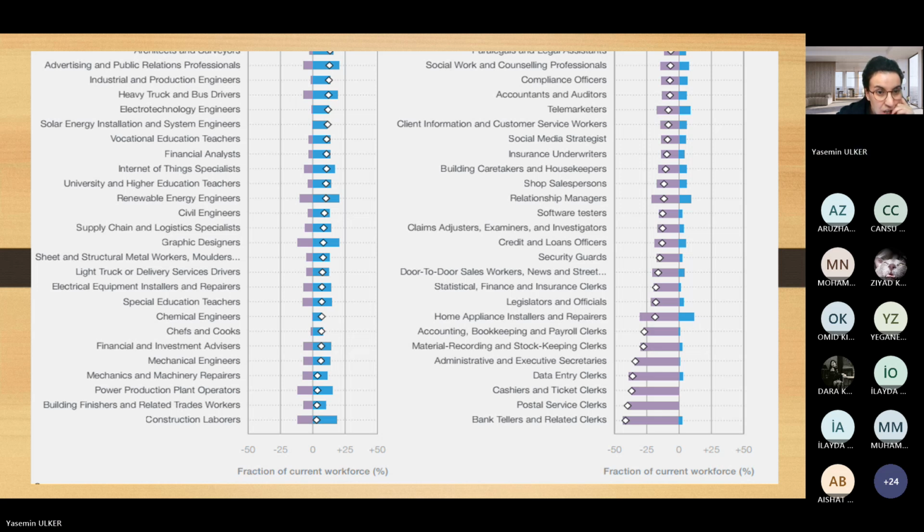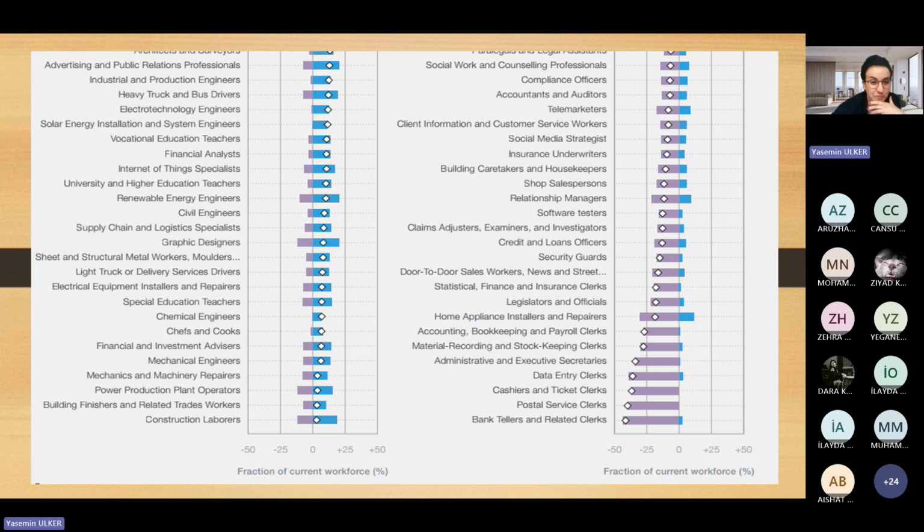What else here? Very interesting, since I'm in the logistics area: heavy truck drivers. They do need truck drivers, but they do need educated truck drivers. Okay, that's the word. Financial analyst, advertising and public relations, it seems like they are still growing. So I think you can see clearly. That's why I'm continuing.